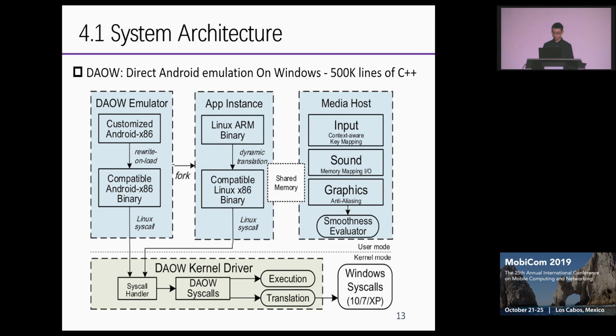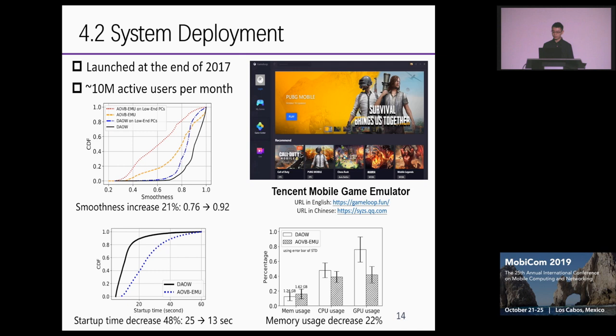Since its launch at the end of 2017, DAOW now has more than 10 million active users per month. Compared with AOVB, DAOW increases the overall smoothness of Android games on average PCs from 0.76 to 0.92. That is from unsatisfactory to pretty smooth. It also saves startup time and memory usage.